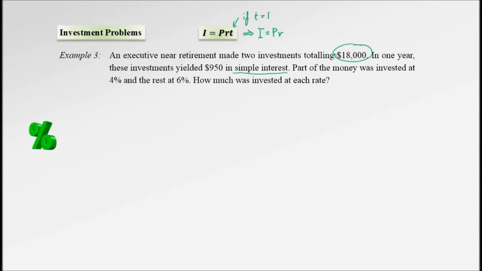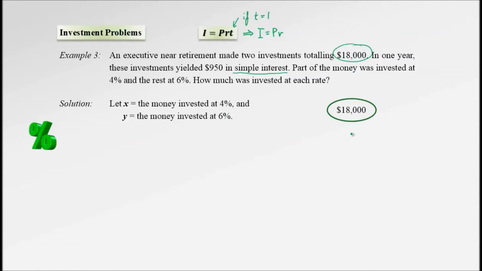One variable will stand for the amount of money that we put into the account that pays 4%, and the other variable will represent the amount of money put into the account that pays 6%. Okay, let x represent the money invested at 4%, and let y represent the amount of money invested at 6%. When I solve investment problems, I like to visualize what's going on with the money by using this type of arrow diagram.